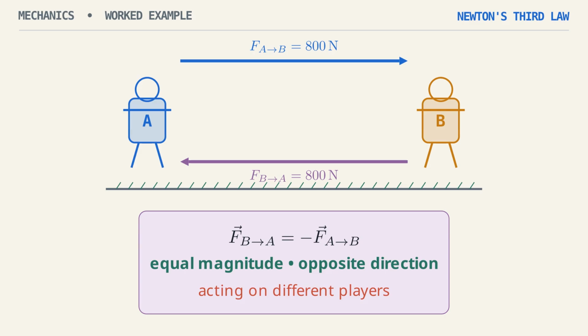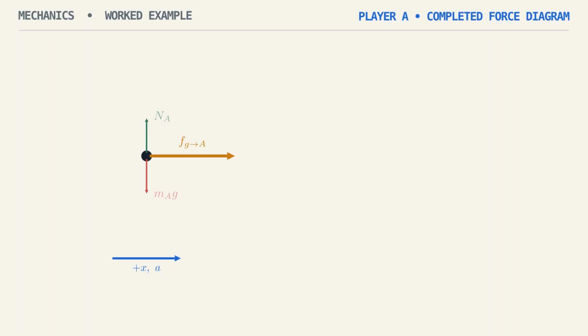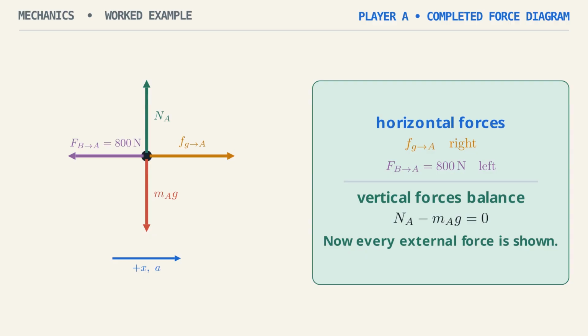These two forces do not cancel because they act on different players. Each belongs on a different free body diagram. That object label in the force notation is what keeps the bookkeeping clear. Return to player A's free body diagram and add player B's 800 newton force to the left. Now the diagram is complete. Ground friction points right, player B's contact force points left, and the vertical forces balance. The horizontal equation will come directly from this completed diagram.